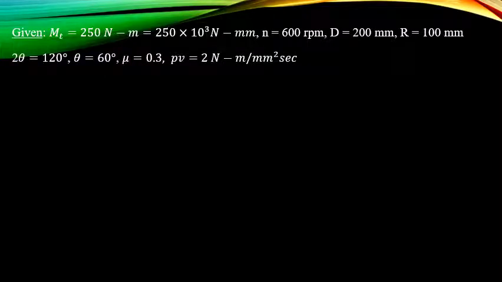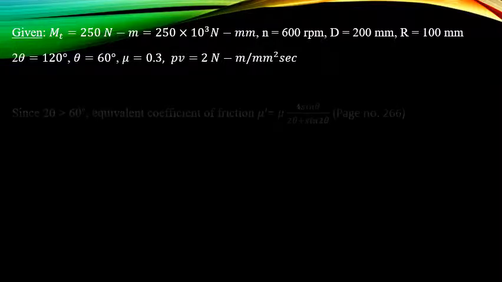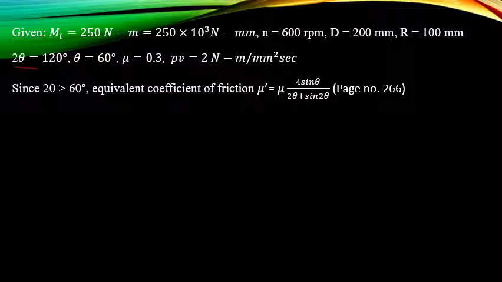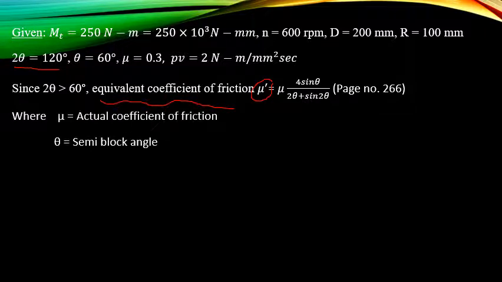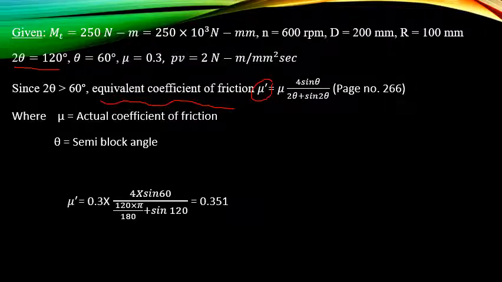Now writing down the given details. Here, since the value of 2θ is greater than 60 degrees, we need to find the equivalent coefficient of friction μ'. That is given by μ' = μ × 4 sin θ / (2θ + sin 2θ), where μ is the actual coefficient of friction and θ is the semi-block angle. Substituting the values of μ and θ, we get the value of μ' as 0.351.